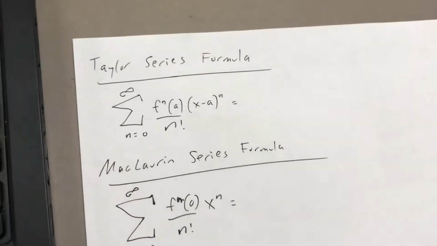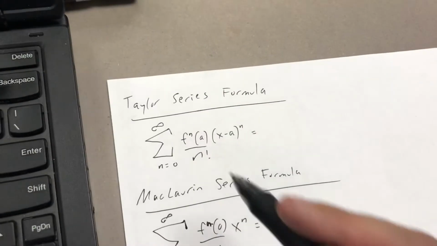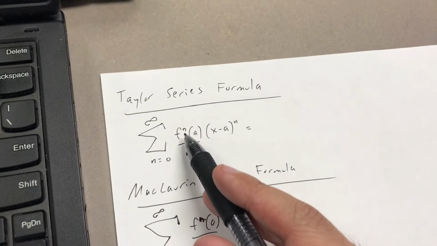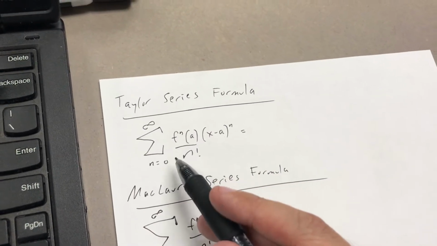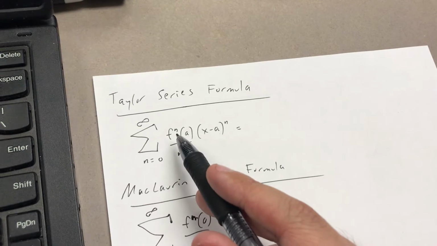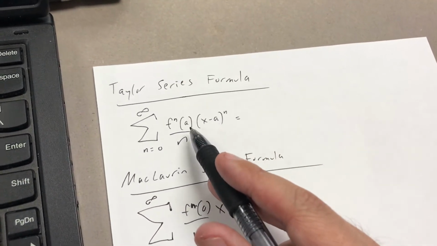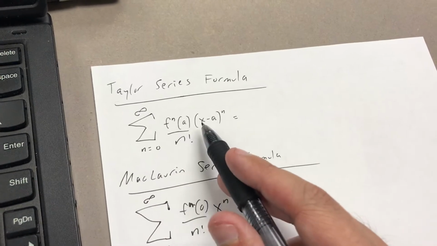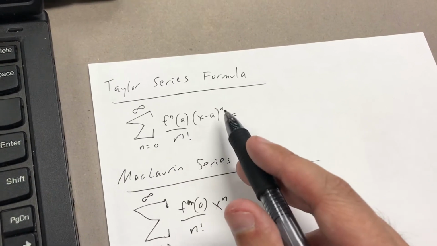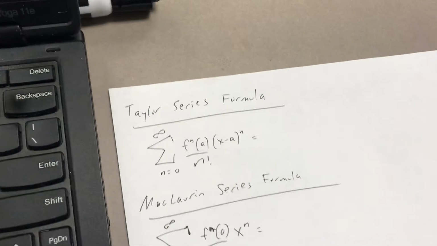Remember, the Taylor series formula basically says this is the nth derivative. So, for example, at n equals 0, the 0th derivative would be just the function value at whatever the center is. A is representing the center. And you're multiplying by x minus the center to the n power, and dividing by n factorial.